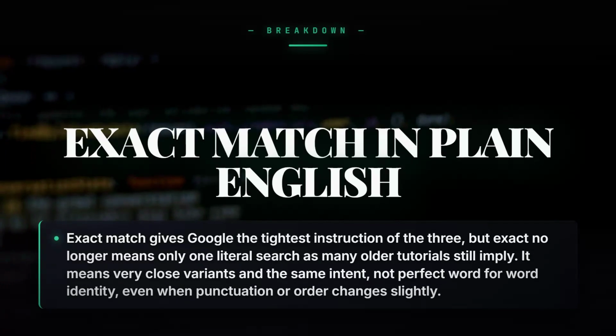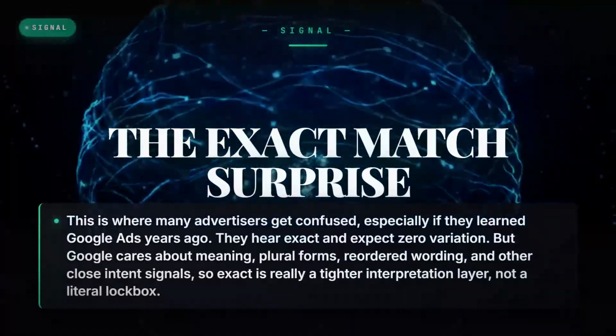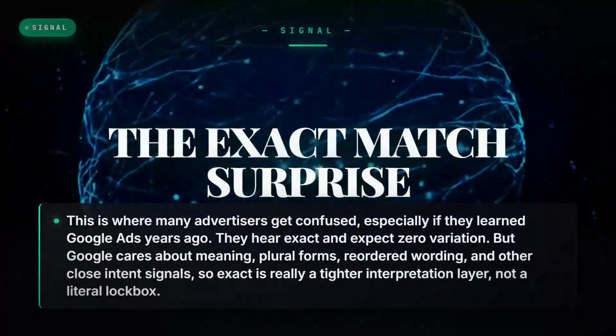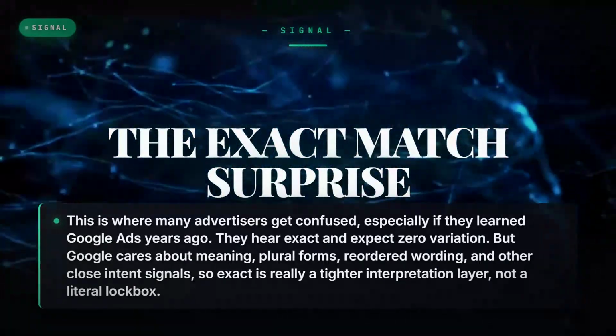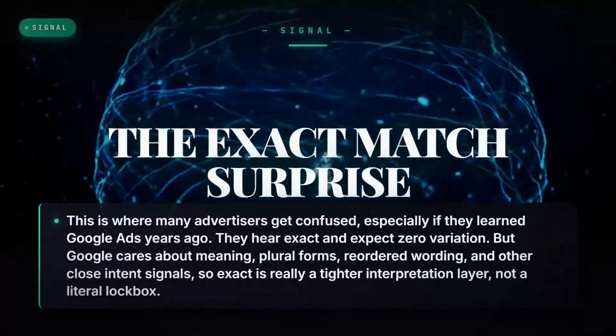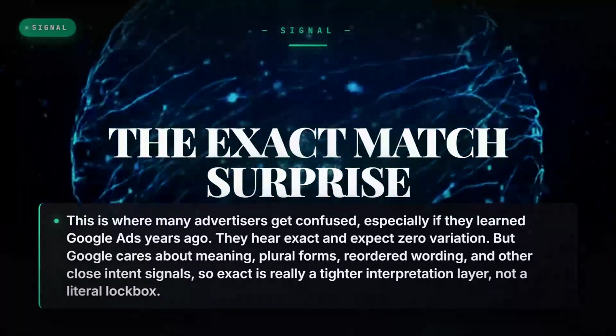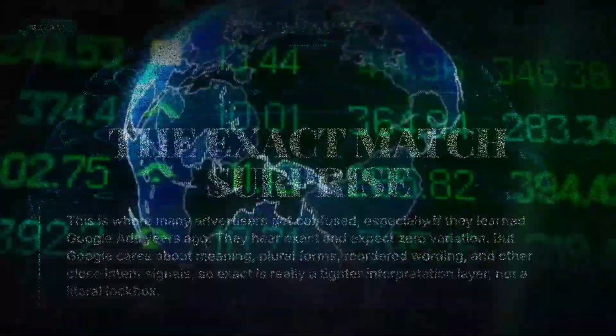It means very close variants and the same intent, not perfect word-for-word identity, even when punctuation or order changes slightly. This is where many advertisers get confused, especially if they learned Google Ads years ago. They hear exact and expect zero variation. But Google cares about meaning, plural forms, reordered wording, and other close intent signals, so exact is really a tighter interpretation layer, not a literal lockbox.